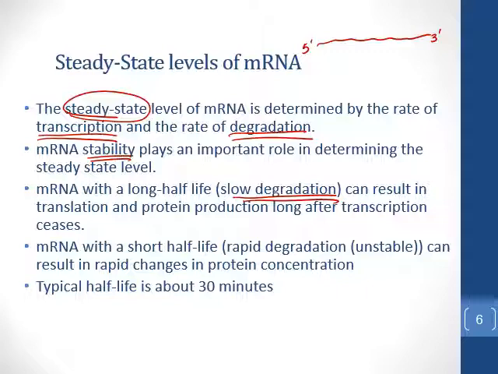Now let's see what happens if you've got an mRNA with a short half-life. This means it's going to undergo rapid degradation. It means it's going to be unstable. Now that can result in rapid changes in protein concentration. Because let's say you've got an mRNA that is being translated into a protein, but if the mRNA is rapidly degraded, then obviously it can't be translated, and so you're not going to be able to make that protein.